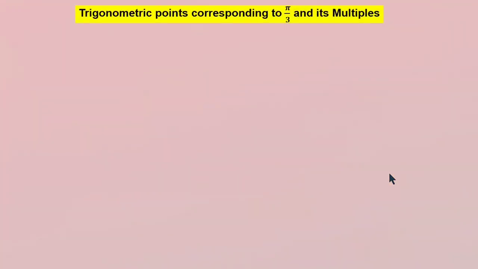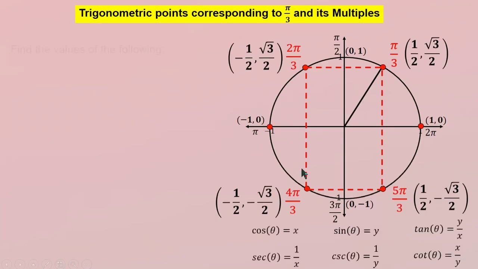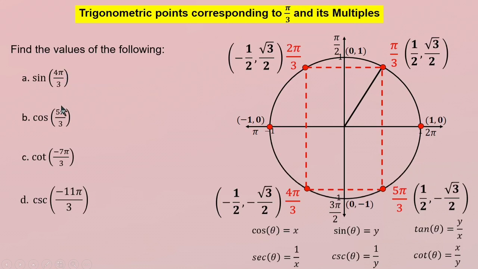Examples. Find the values of the following. These are all multiples of pi over 3, so we're going to use these values. Letter A, sine 4 pi over 3. 4 pi over 3 is located here with coordinates negative 1/2 and negative square root of 3 over 2. Sine is equal to y. Thus, sine 4 pi over 3 is equal to negative square root of 3 over 2.